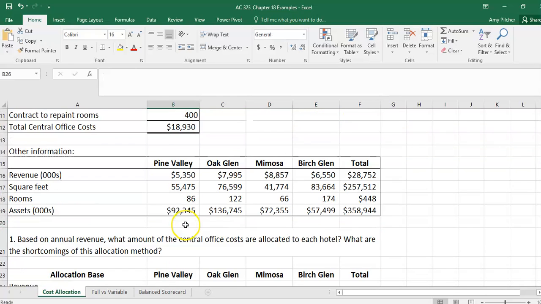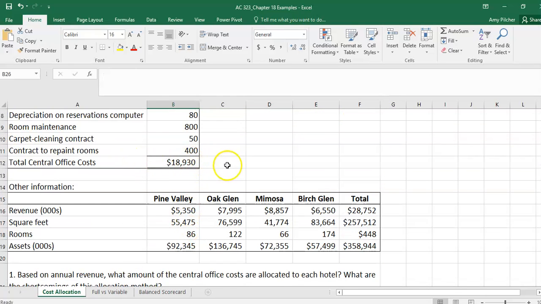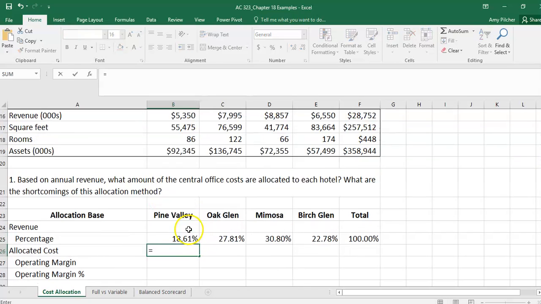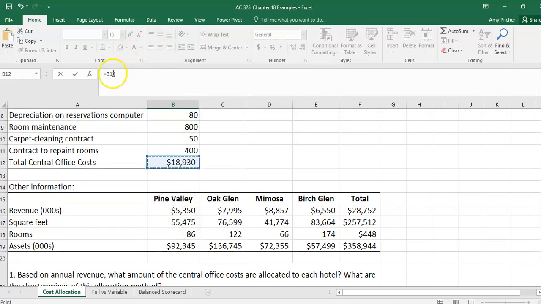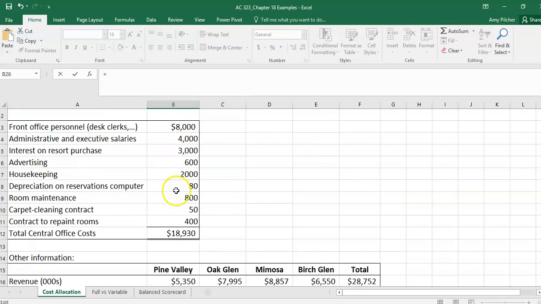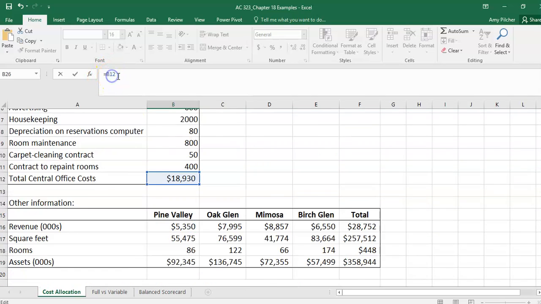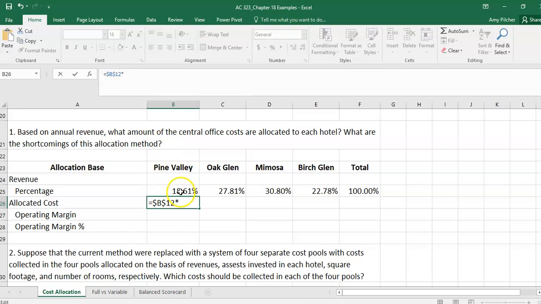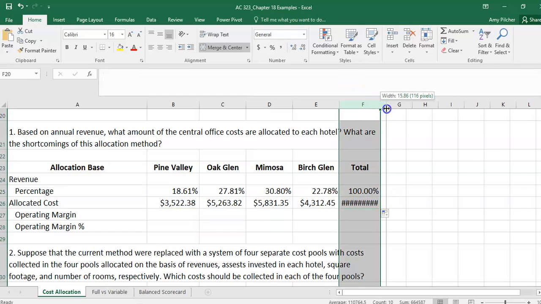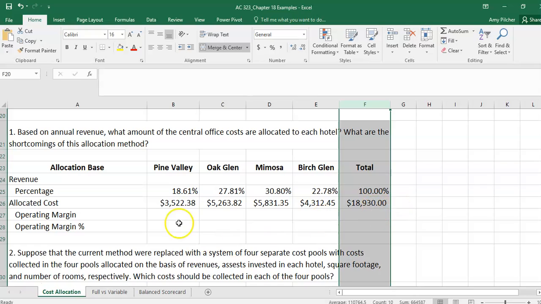We allocate these $18,930 in costs based on the hotel's percentage. So we take our cost, we can lock this cell times the percentage. And we have allocated all of our central office costs.